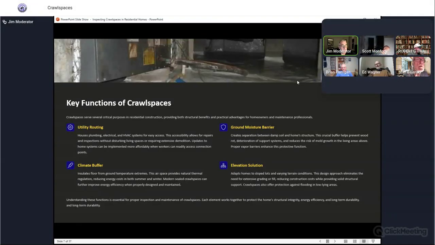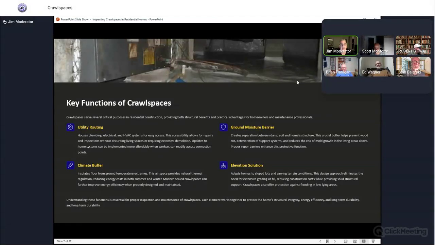The crawl spaces will house plumbing, electrical, HVAC systems for easy access. This accessibility allows for repairs and inspections without disturbing living spaces or requiring extensive demolition. Updates to home systems can be implemented more affordably when workers can readily access the connection points.